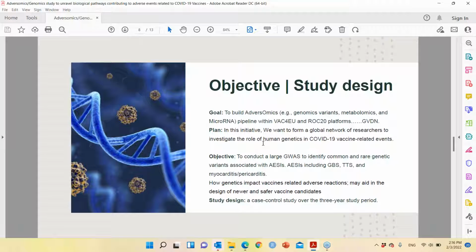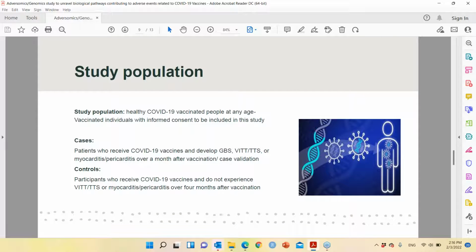We want to study how genetics impact vaccine-related adverse reactions, which will aid in the design of newer and safer vaccine candidates. The study design that we propose for this project will be a case control study over a 3-year study period. For our study population, we will include healthy COVID-19 vaccinated people at any age, so pediatric and adulthood will be included.